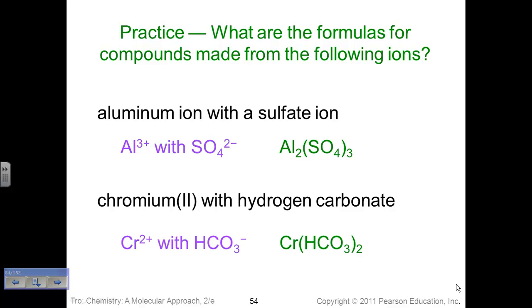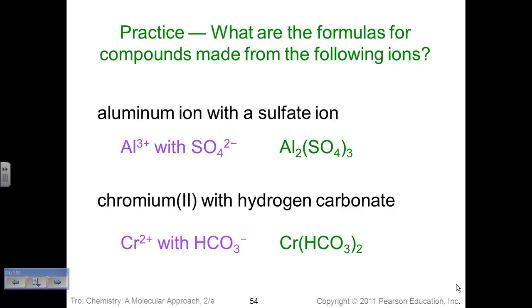How about the aluminum ion with a +3? Sulfate carries a -2. When we crisscross, remember polyatomics must be placed in a parenthesis to take groups of them. Al2(SO4) taken 3 times.